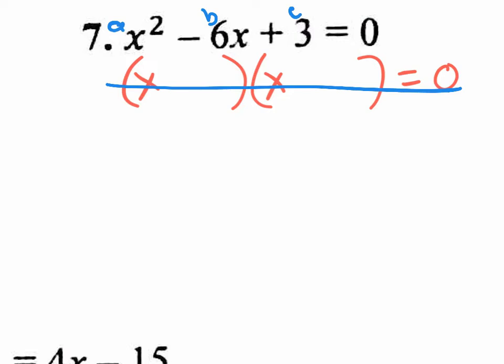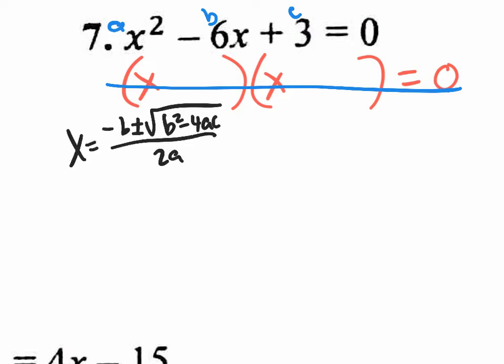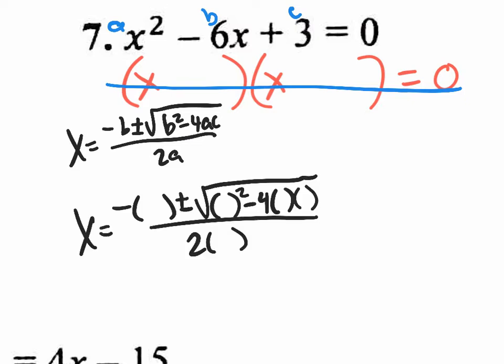When you use the quadratic formula, which is x equals -b plus or minus the square root of b squared minus 4ac divided by 2a, I recommend that you replace your variables with parentheses. And then after that, you simply plug in your b value of -6 right into there, your a value of 1 right there, and your c value of 3 right there.